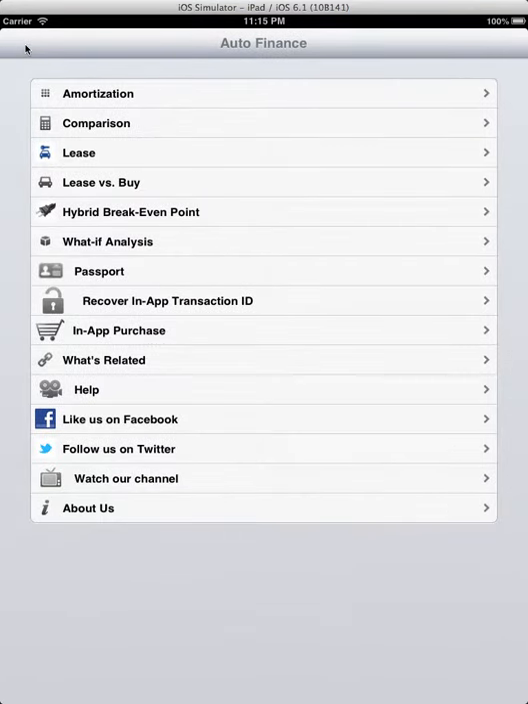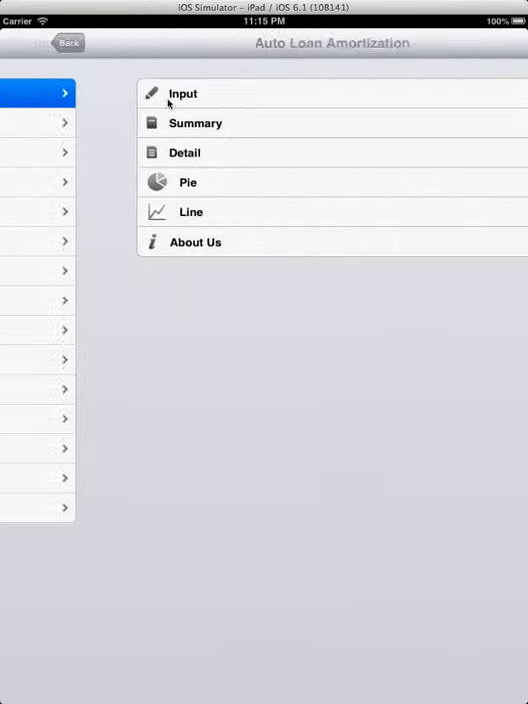This application enables the car buyers, sellers, dealers, and the ones interested in leases to perform a variety of calculations such as the amortization, comparison, lease versus buy, hybrid break-even point, and what-if analysis.